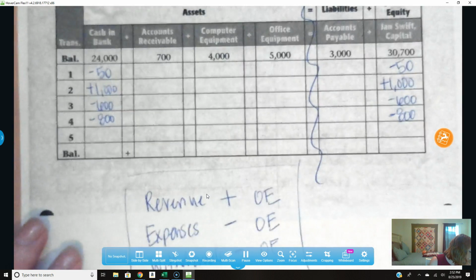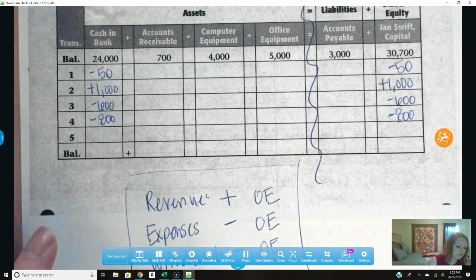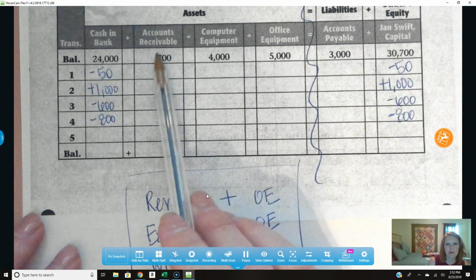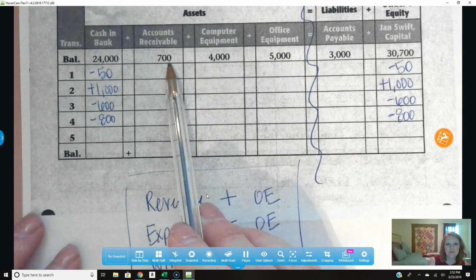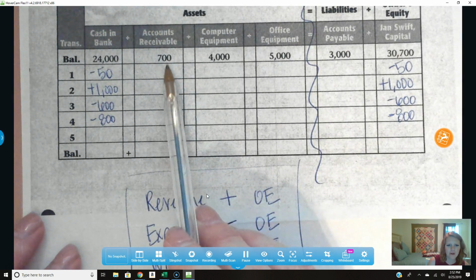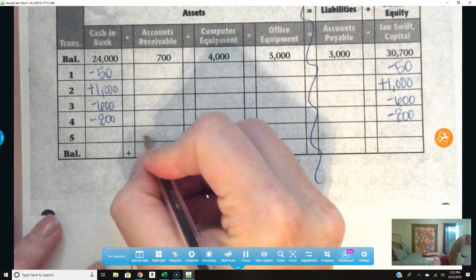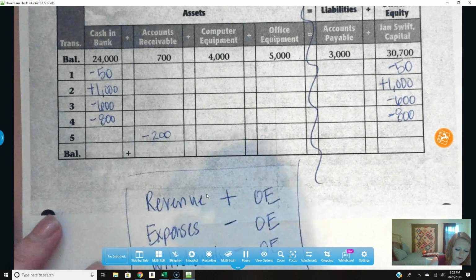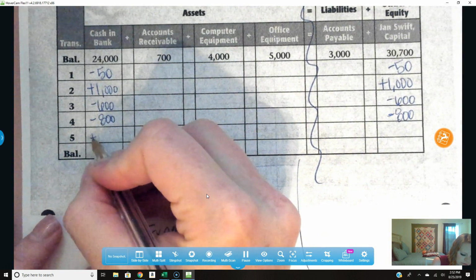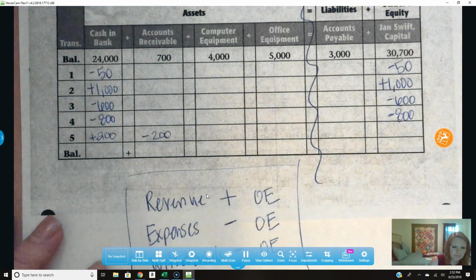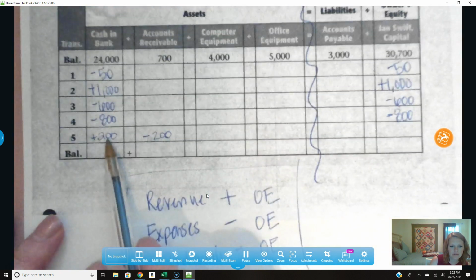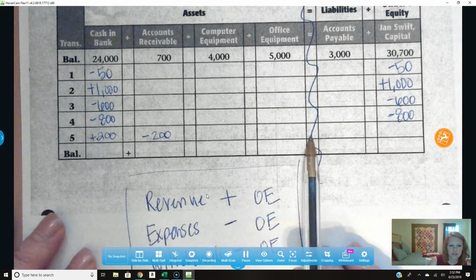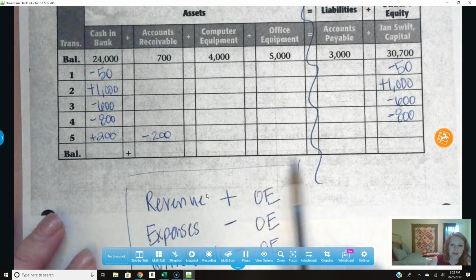And lastly, we received $200 on account from the person who had purchased the old office furniture. So back in problem 3-2, they said, hey, we're going to buy this office furniture for you. We're going to pay you later. They have done that now. So we're going to say, hey, they owe us $200 less, and we received $200 from them. That's going to be put into our checking account. So that's going to increase cash in bank there. So again, as long as we have an increase and a decrease on one side of the equal sign, we are good to go. We're going to calculate our balances.